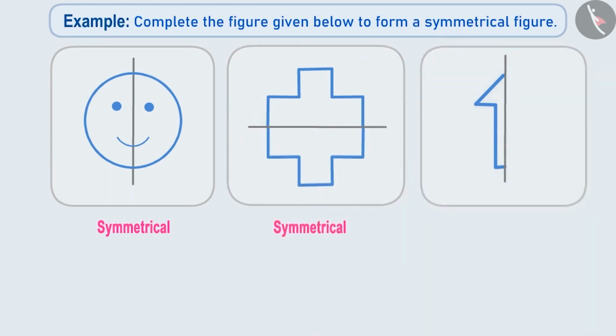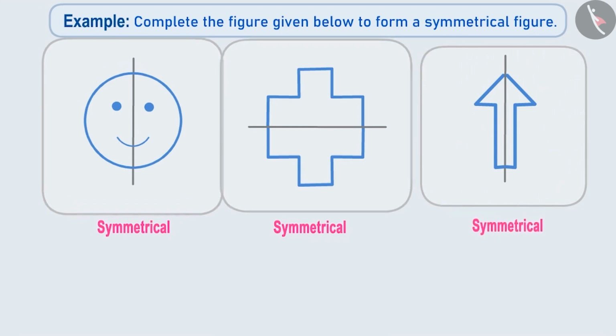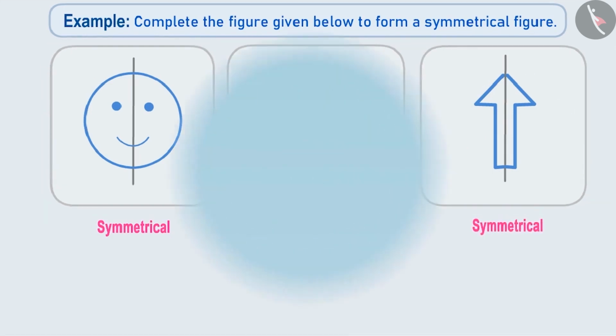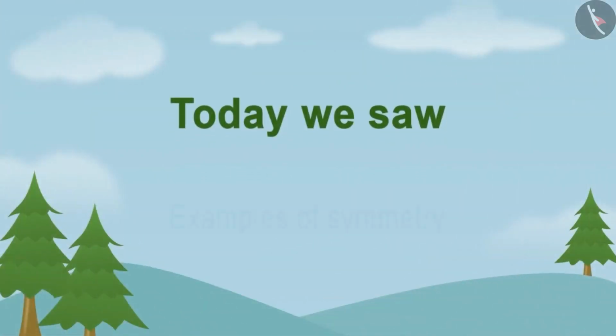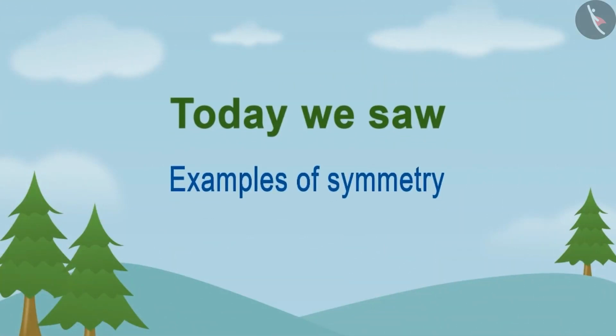Similarly, if we complete the third figure, then we will get the shape of an arrow. It is also a symmetrical figure. Today we saw examples of symmetry. In the next video, we will try to eliminate the misconceptions related to this concept.